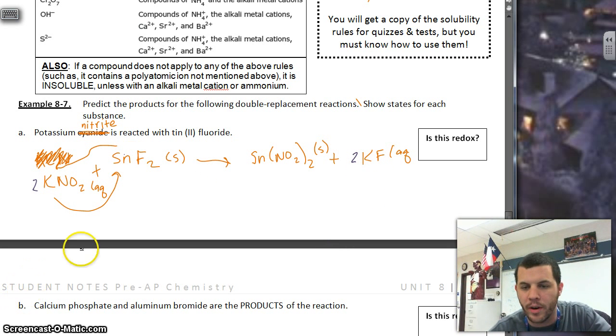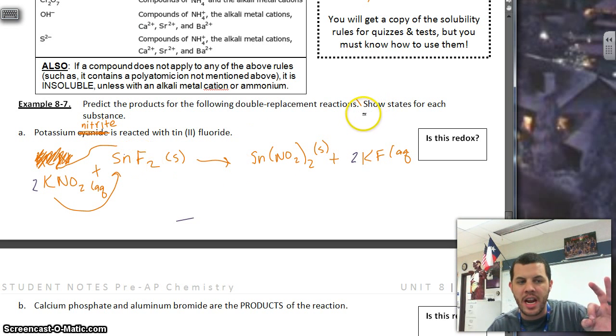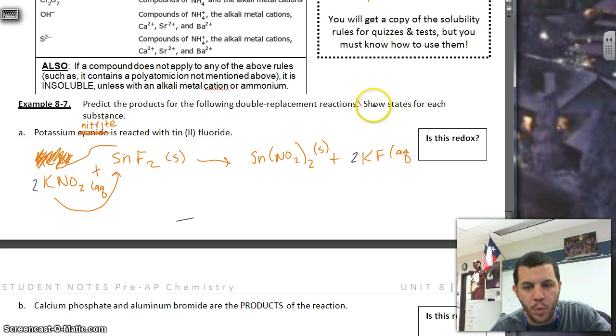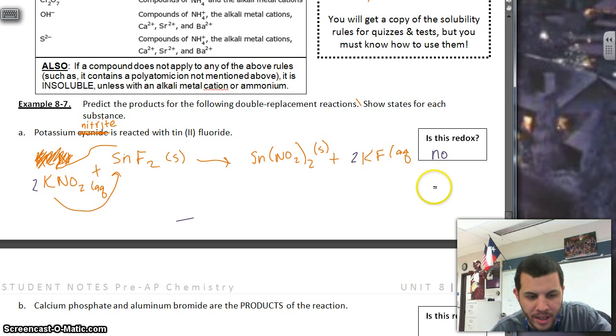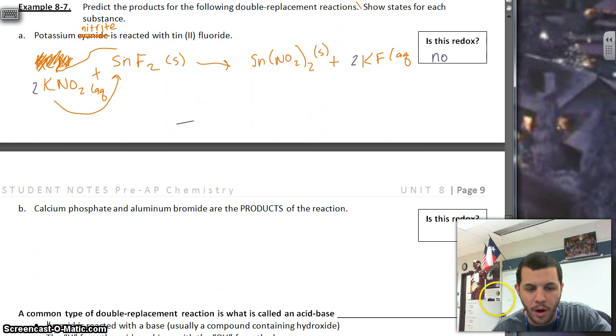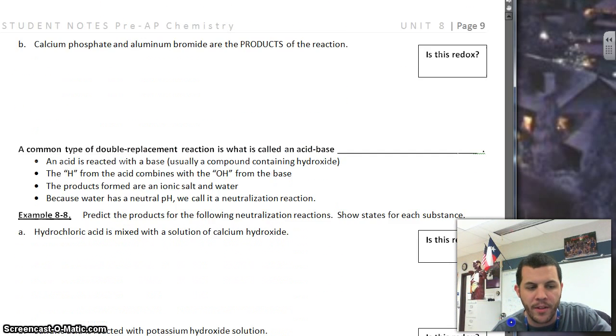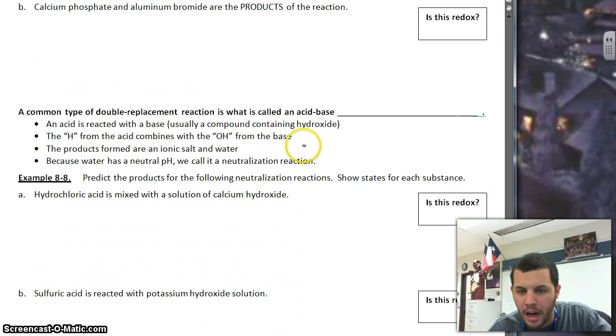Okay. Is this one a redox reaction? Well, I've got +1 potassium, +1 potassium, -1 fluoride, -1 fluoride, +2 tin, +2 tin. So I did not have any change in oxidation numbers. That means that this is not a redox reaction. Remember from earlier, I told you that if it's a double replacement reaction, it's not going to be a redox. We will do plenty more of these. Actually, let's do another one right now, and then I'll make one last video for combustion.